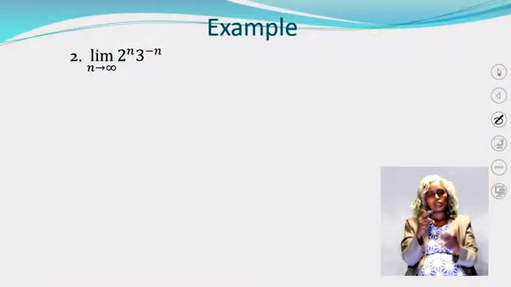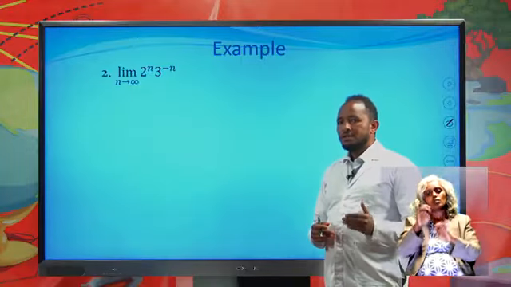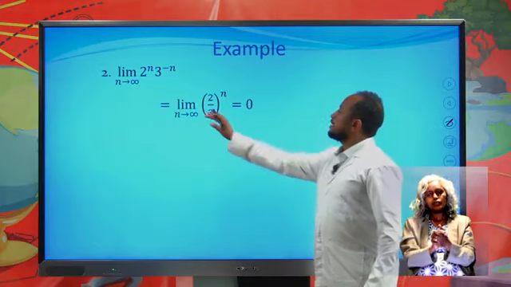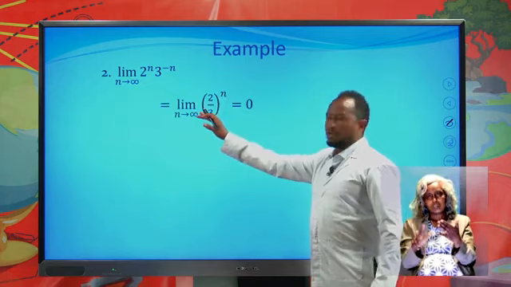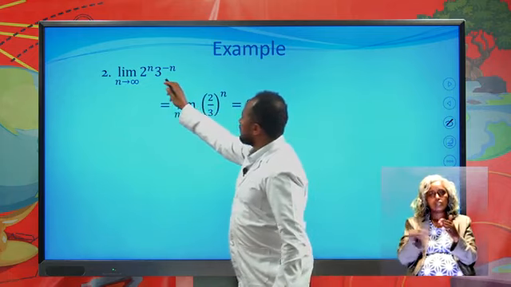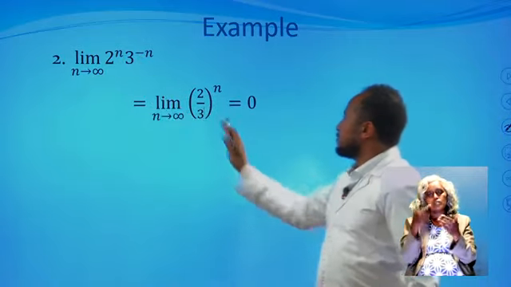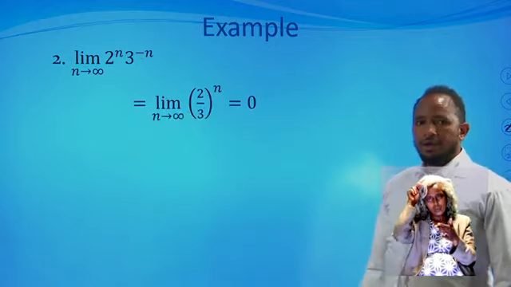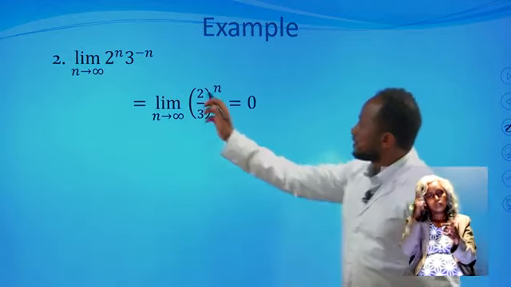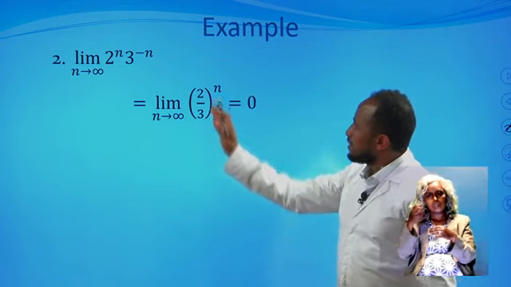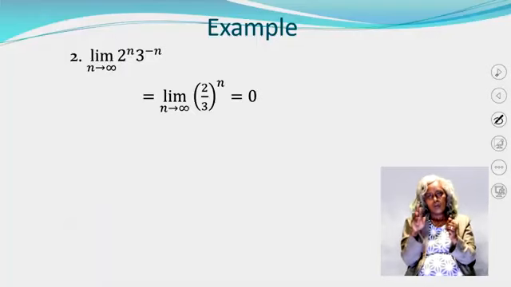Okay, the limit of 2 to the power of n times 3 to the power of negative n, where n goes to infinity. To evaluate this limit, we can rewrite it in this form. It's the limit of 2 over 3. This 3 to the power of negative n can be written as 1 over 3 to the power of n. So the ratio will be 2 over 3 to the power of n, where n goes to infinity. If you remember, it's a geometric sequence, by the way, with a common ratio 2 over 3.